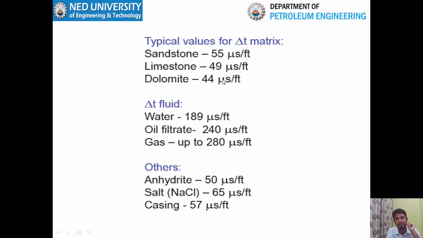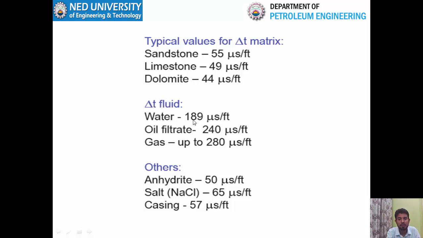Again, you need to memorize these numbers, and these numbers will not be provided in the exam. You have to memorize them. You have to memorize the formula, and you should be able to use the formula to calculate the porosities at different zones. Similarly, delta T fluids, these are the transit times for different fluids.